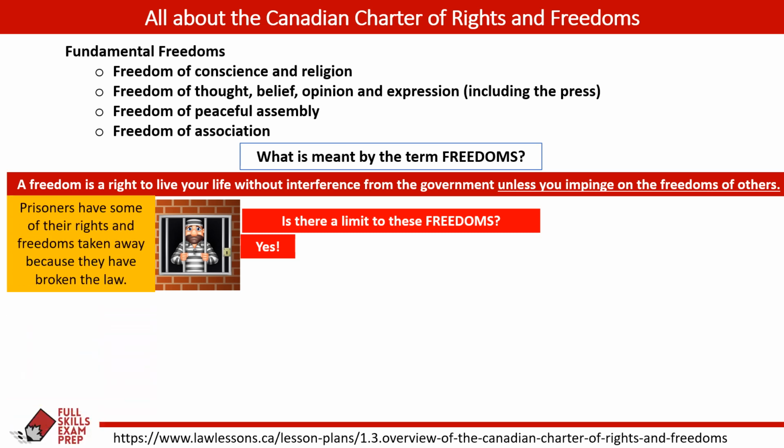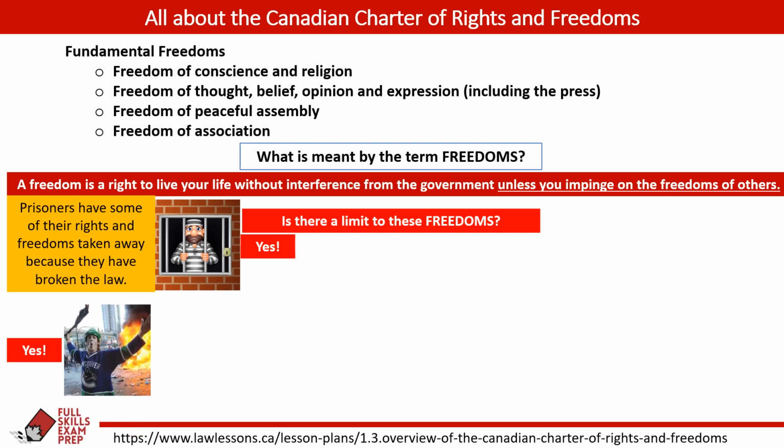Now, there's two great examples given on the link below where they talk about prisoners. So prisoners have some of their freedoms and rights taken away because they have broken the law. So that's the punishment that they have. Even though they are in Canada, they are covered by the Canadian Charter of Rights and Freedoms, but they broke the law, so they have some of those rights removed. If you're thinking of some of those rights, let's say freedom of movement, where a person can live in different places in Canada, well, a prisoner is obviously detained and does not have that right. That freedom has been taken away.